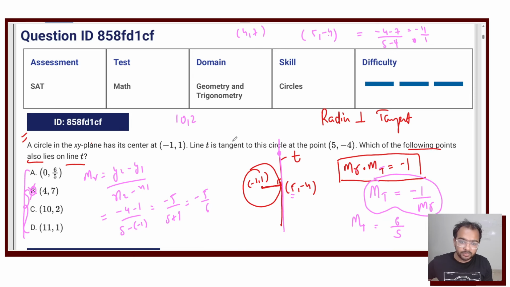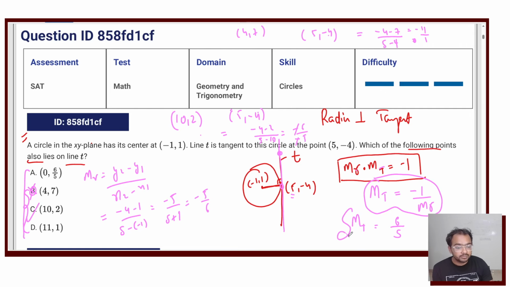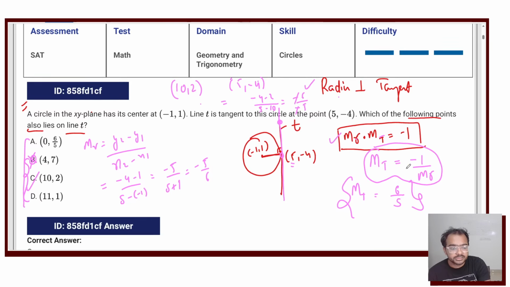Now we'll check C. If you take the point here to be 10 comma 2 and this point to be 5 comma negative 4, let's find what slope we get. The difference of y values will be negative 4 minus 2 and the difference of x values will be 5 minus 10. Negative 4 minus 2 is negative 6 and 5 minus 10 is negative 5. So we are getting 6 over 5. So C will be the correct answer because C gives the same slope as we figured out, 6 by 5. You need to make sure that you know these two properties: that the radius is perpendicular to the tangent, and the product of the slopes is negative 1. Okay, let's move to the next question.